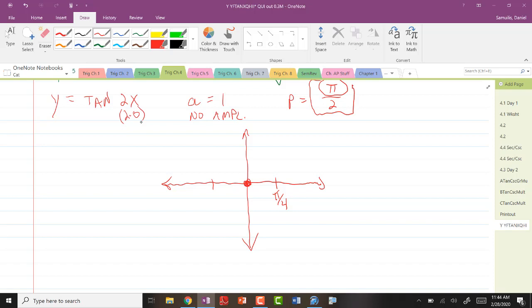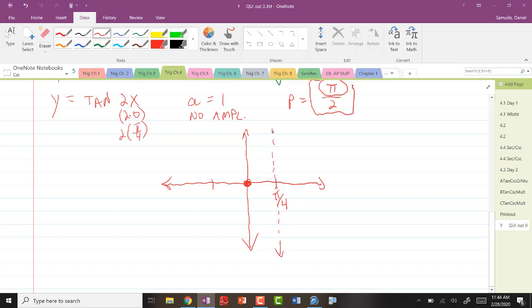Now, what did I just say here? The asymptotes are half of the period a distance away. Here's the reason. What's 2 times pi over 4? What's 2 times pi over 4? Pi over 2. What's the tan of pi over 2 still? It's undefined.